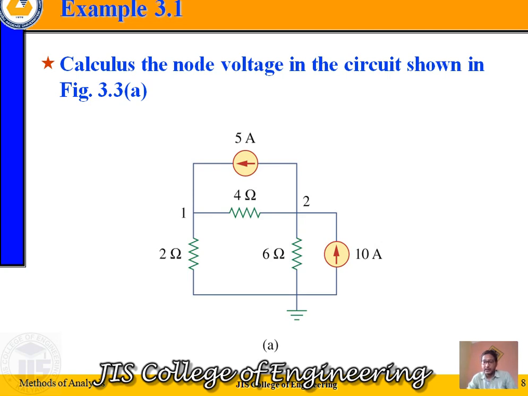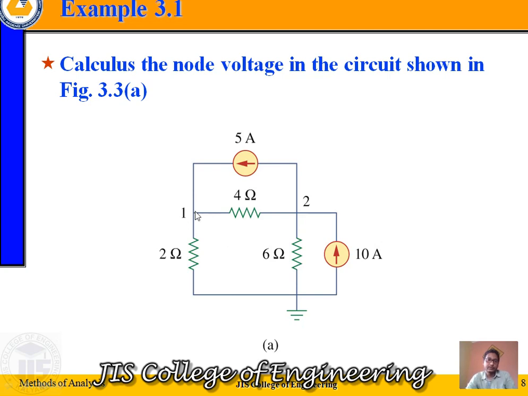Nodes means the junction point or the connecting point for more than two branches. So how many nodes are there? Let's consider, here is the lower one, that is the 1 point. This point connects branches 1, 2 and 3, three different branches. So we can consider this one as a node.